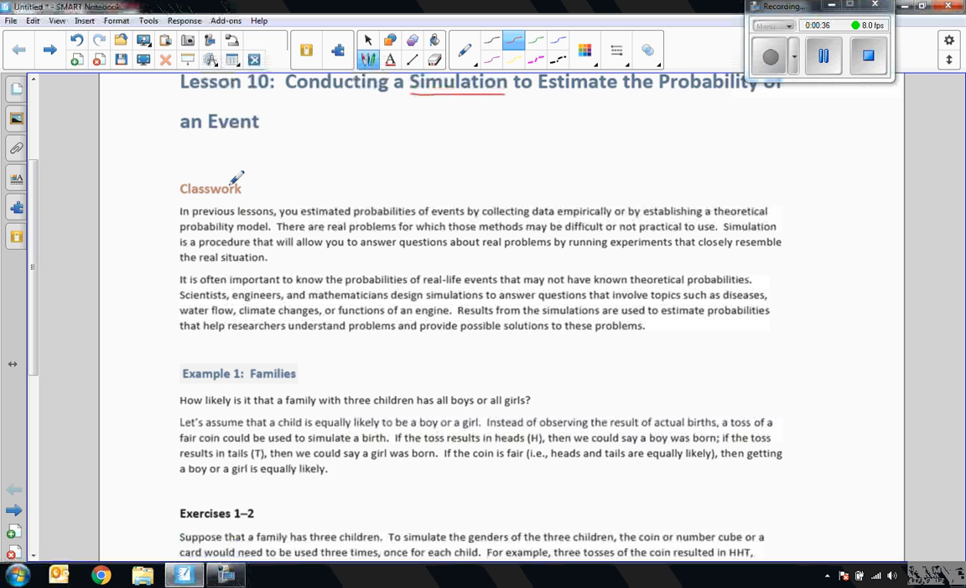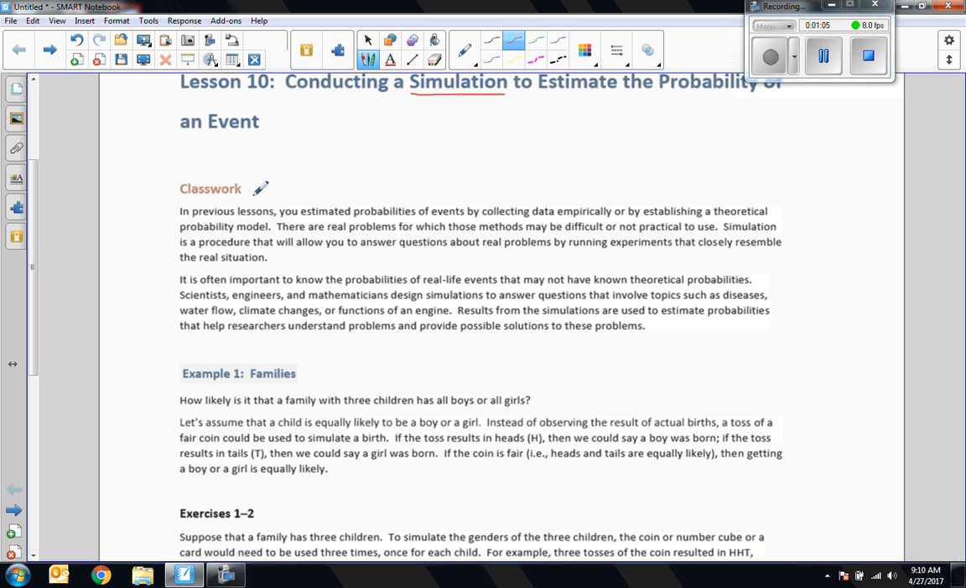So in previous lessons, you estimated probabilities of events by collecting data empirically or by establishing a theoretical probability model. These are real problems for which those methods may be difficult, not practical to use. Simulation is a procedure that will allow you to answer questions about real problems by running experiments that closely resemble the real situation.